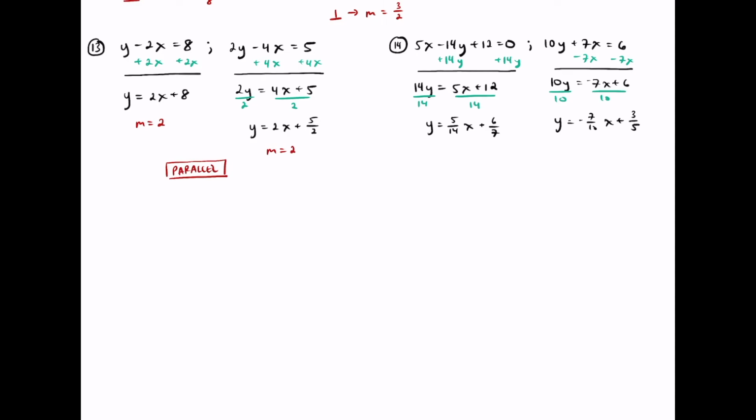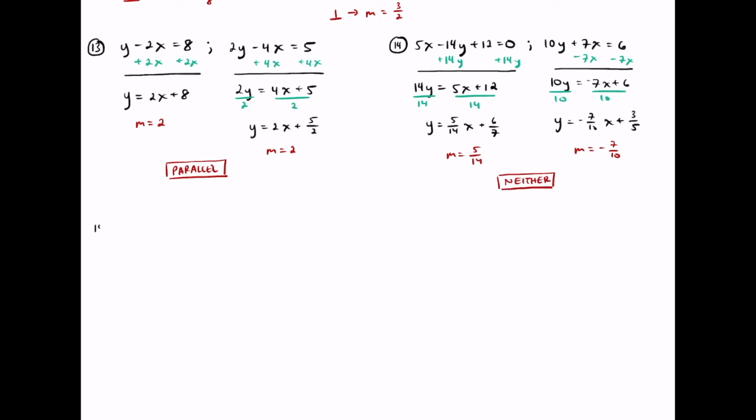So looking at these slopes here, well, on the left here, slope is 5/14. And to the right here, slope is negative 7/10. And those just have nothing to do with each other. So these are neither parallel nor perpendicular. They're just two random lines.